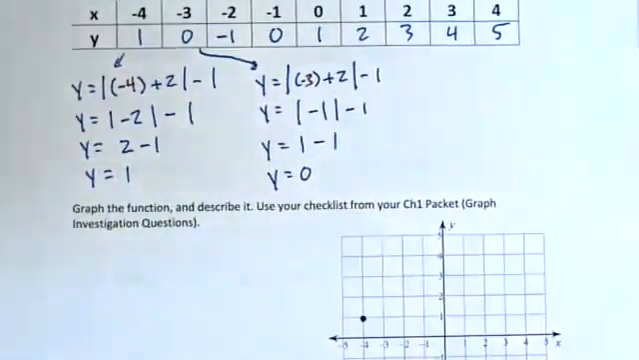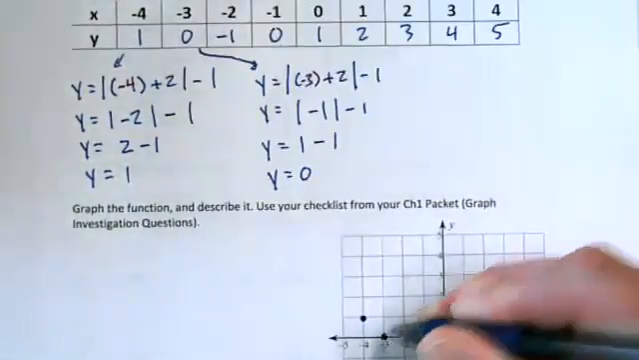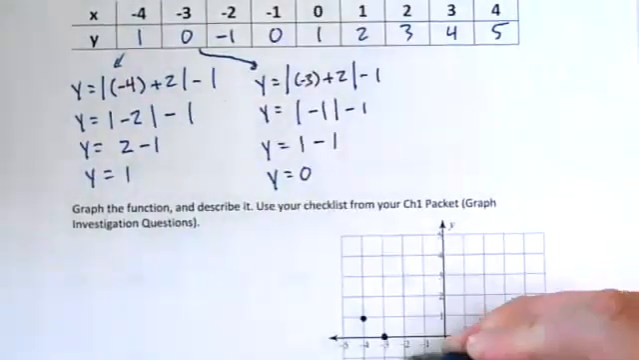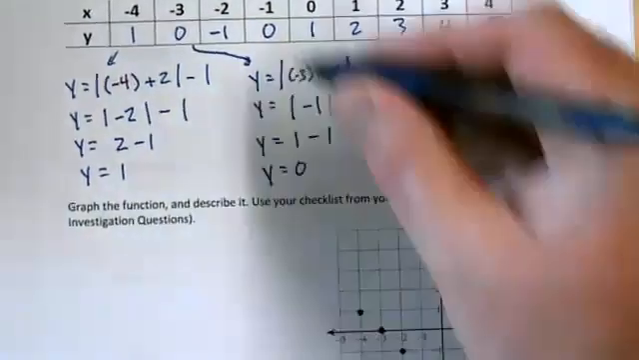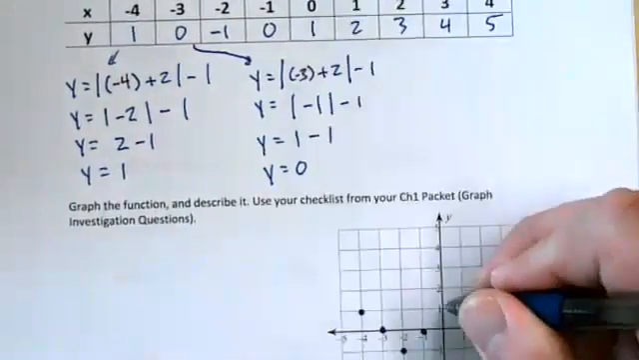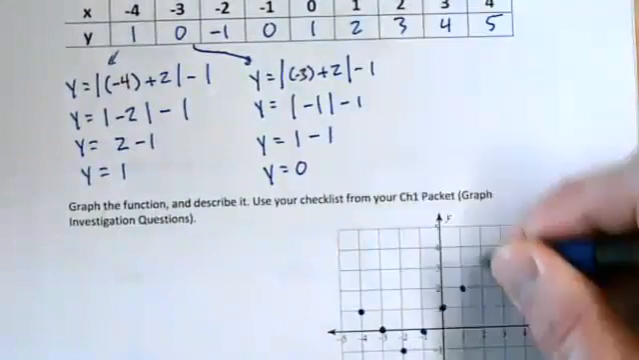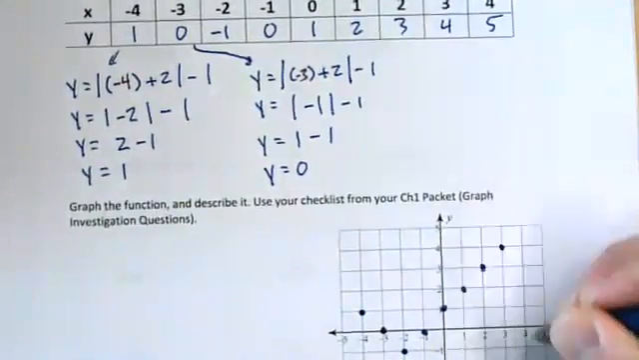Next up, we've got -3, 0. So -3 in the x, 0 in the y would be there. -2, -1. So -2 in the x, -1 in the y. We've got -1, 0, 0, 1, 1, 2, 2, 3, 3, 4, and 4, 5.